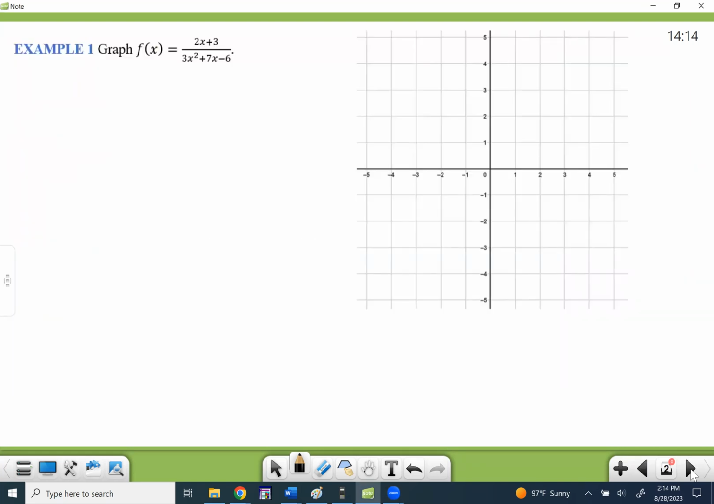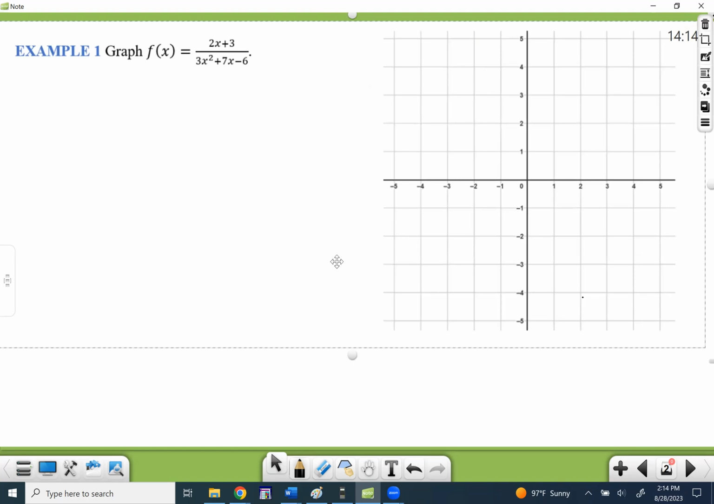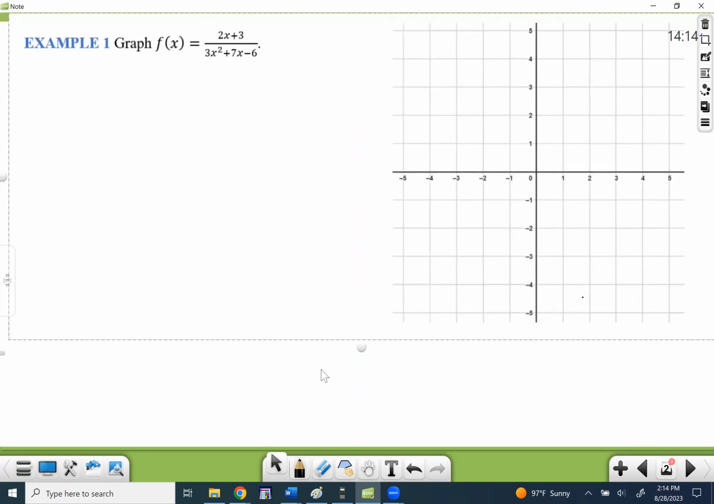All right, so number 1. Let me see if I can shrink just the graph. I'm going to move it over a little bit more. There we go. So we want to find the domain, right? So we need to start by factoring the denominator.